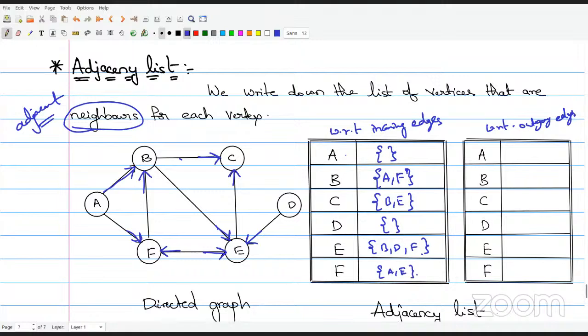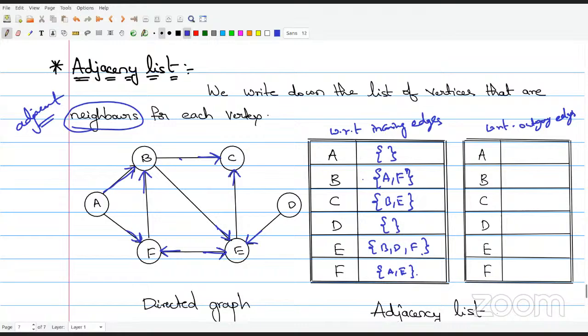So now you see, from this adjacency list itself, you can again draw the graph. Adjacency list or the graph, both are the same. It's another way of representing. And the main usage of this adjacency list is time complexity. It saves a lot of time.